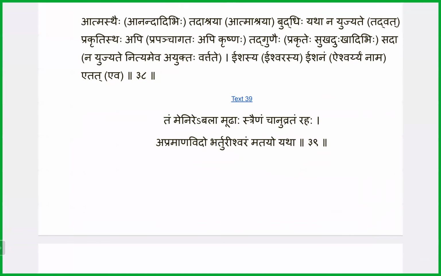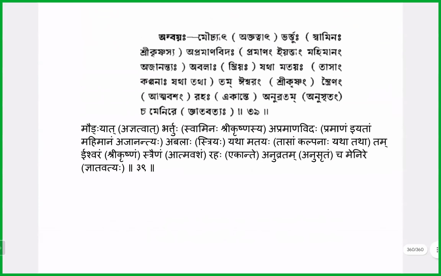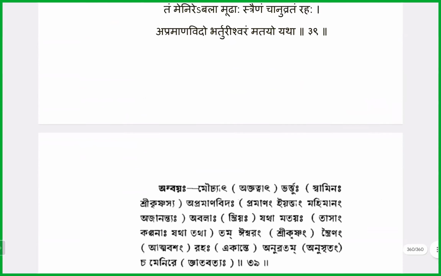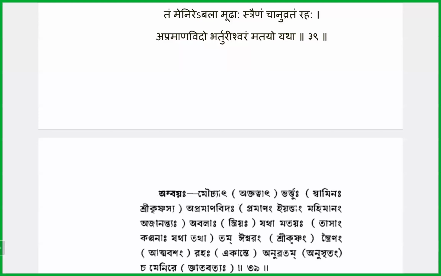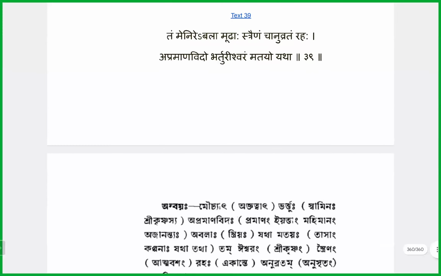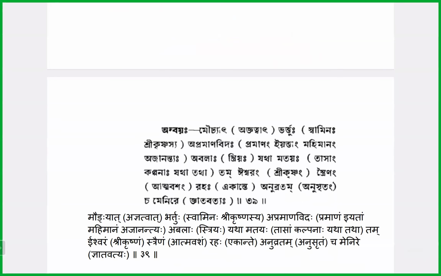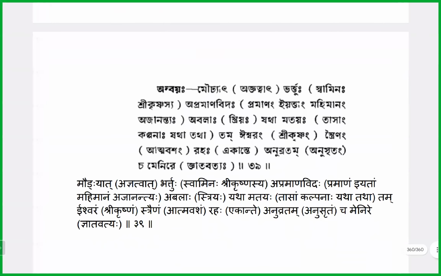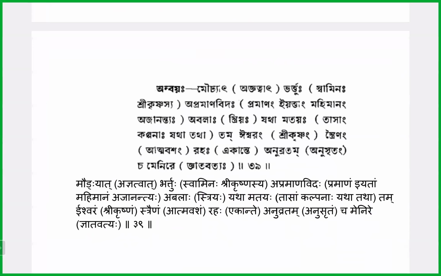Tamme nire bala mudhaha strainam chanuvratam rahah papramana vidho bharturishwaram matayo yatha. I think something is wrong here. What is it, Mautyat? Is there a typo? I think it's in the original itself. The first word, Mautyat. Oh, that's Maudhyat. Right, right. Did I mistype it? That was tricky. So, Maudhyat, which means Agnyatvat, by those who are unintelligent. Bhartuhu Swaminah Shri Krishnasya Apramana Vidaha Pramanam Yattam Mahimanam Ajanantyah.